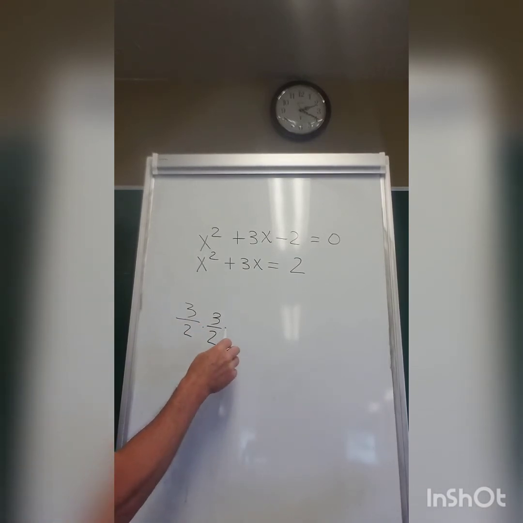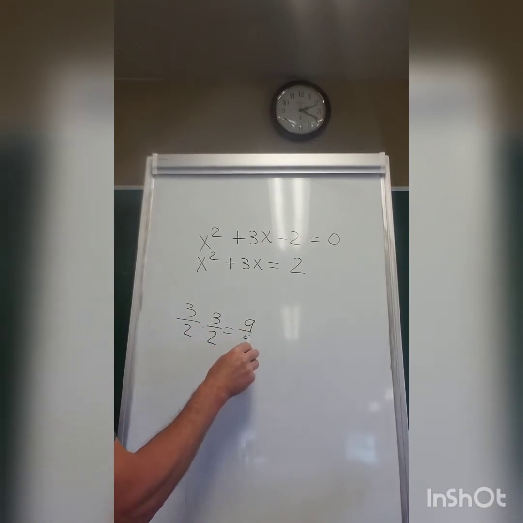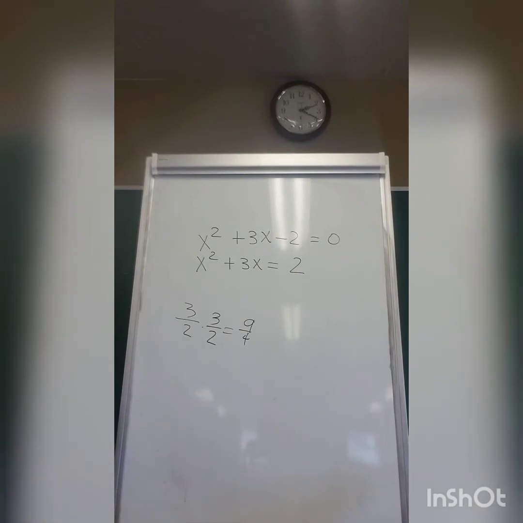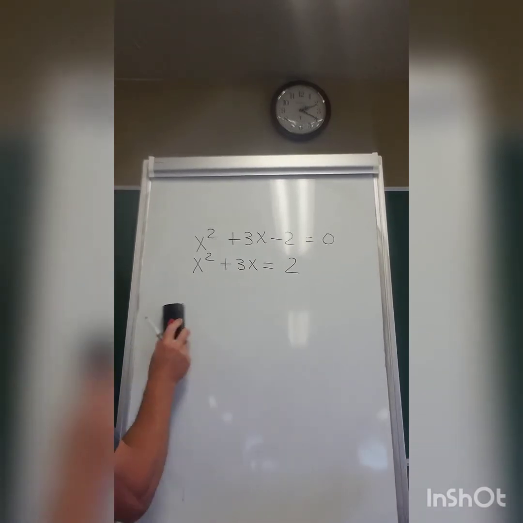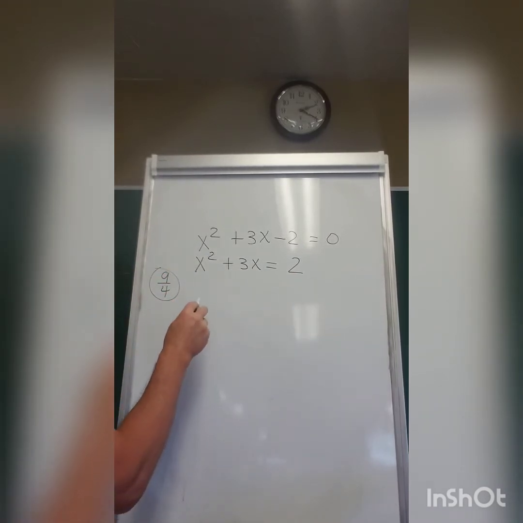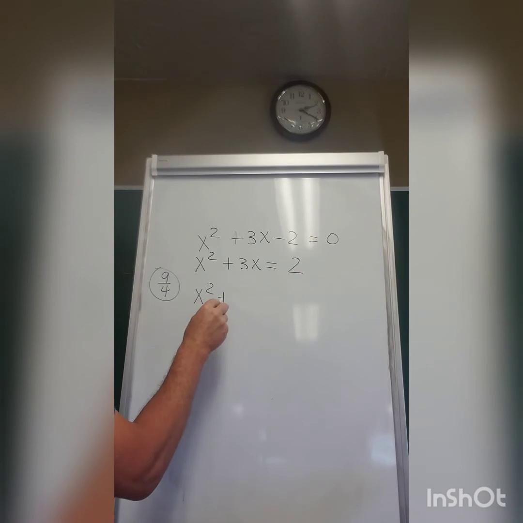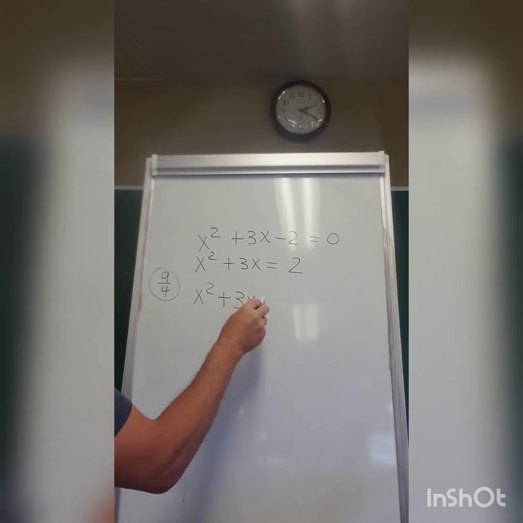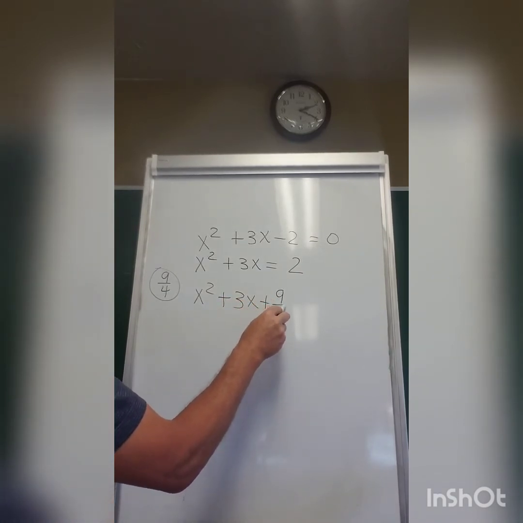We take it times itself. That makes 9/4, 9 over 4. So we divided it by 2, we squared it, we have 9/4. That 9/4 is what you have to add to both sides of the equation. So you will have x squared plus 3x, now watch carefully, plus 9 over 4.